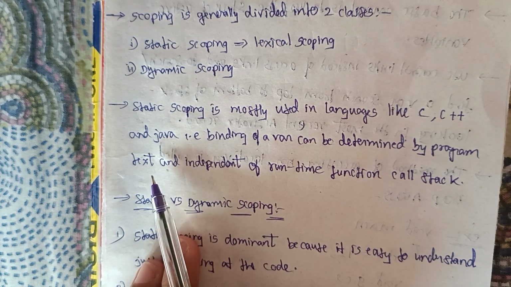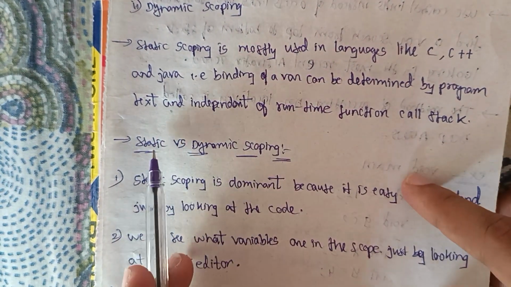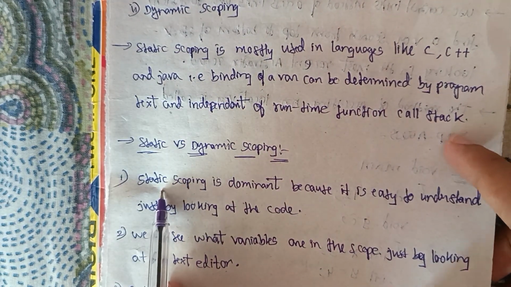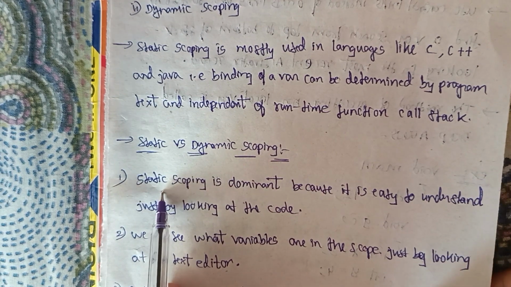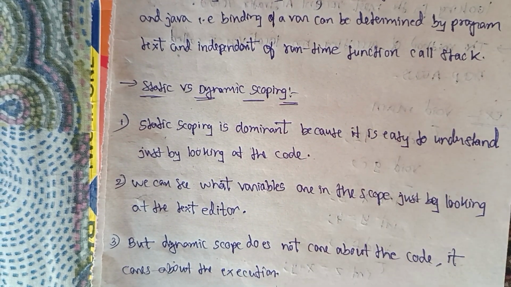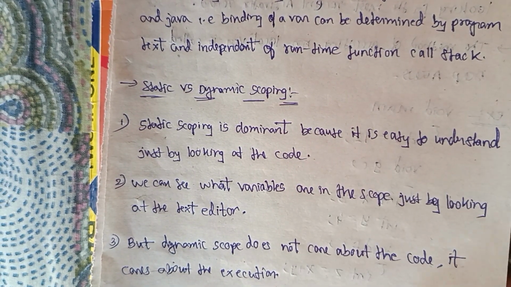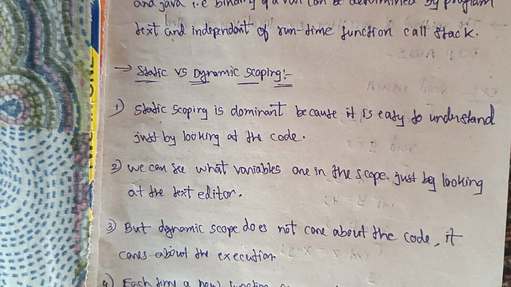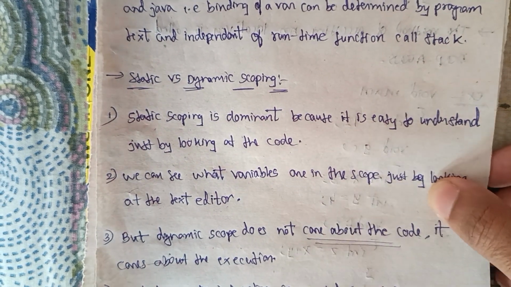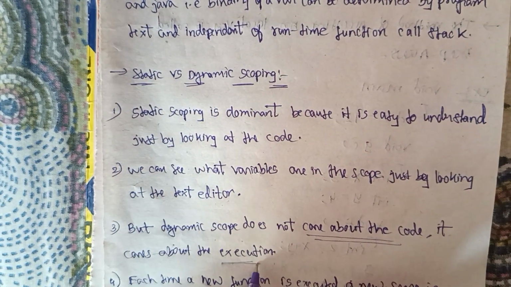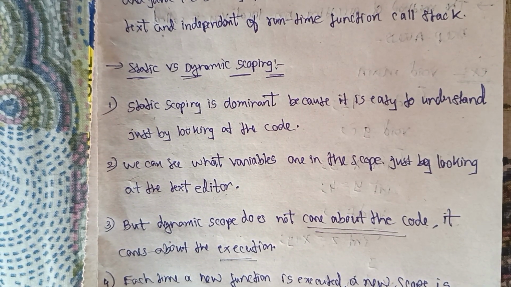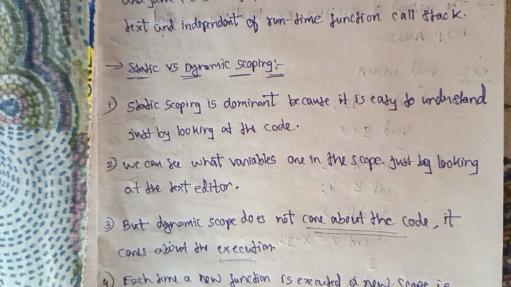It is a very easy procedure to know them. So, static versus dynamic scoping. Static scoping is very easy to understand just by looking at the code. We can see what type of variables are used in the scope just by looking at the text editor. But that is not the case with dynamic scoping, because dynamic scoping does not concentrate on the code, it only concentrates on the execution. Here it considers the execution time and the way it executes the code.